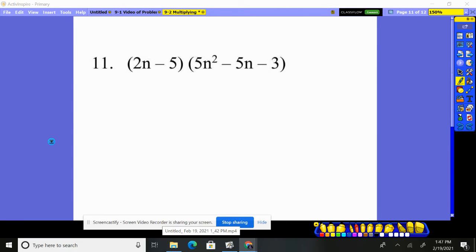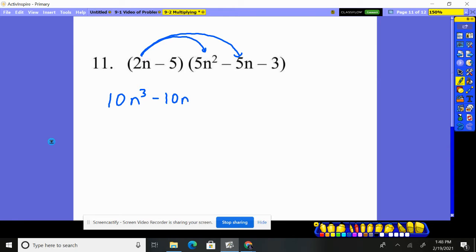Number 11, binomial times trinomial, 2 pieces times 3. It's going to give us 6 pieces. So 2n is going to get distributed through to the 5n squared. 2 times 5 is 10. N times n squared, n cubed. 2n gets distributed there. 2n times a negative 5n. That'd be minus 10, n times n squared. And finally, times that negative 3, which will be minus 6n.